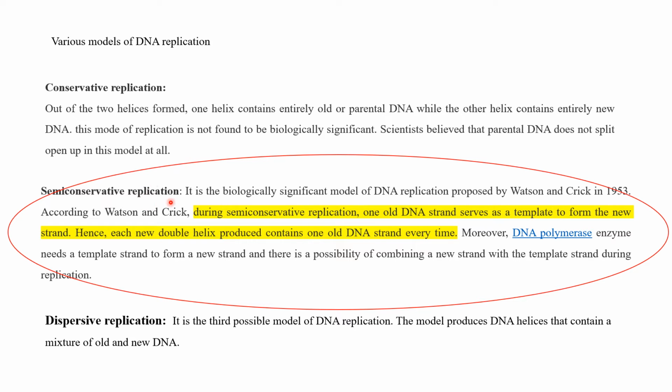The semi-conservative replication is the biologically significant model of DNA replication, proposed by Watson and Crick in 1953. According to Watson and Crick, during semi-conservative replication, one old DNA strand serves as a template to form the new strand. Hence, each double helix produced contains one old strand every time. Moreover, DNA polymerase enzyme needs a template strand to form a new strand, and there is a possibility of combining the new strand with the template strand during replication.